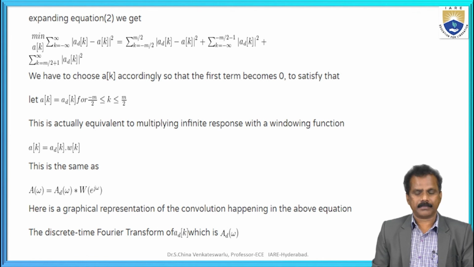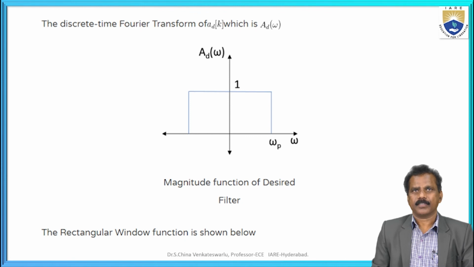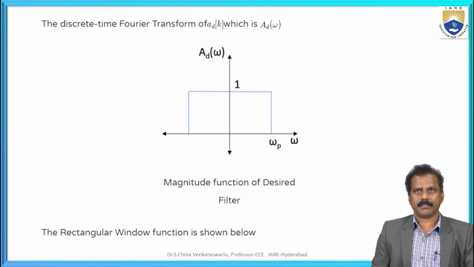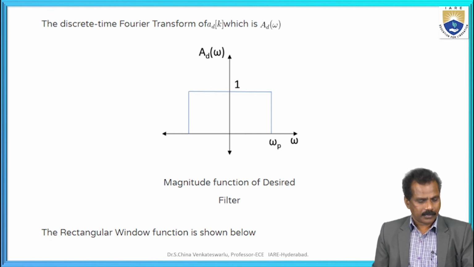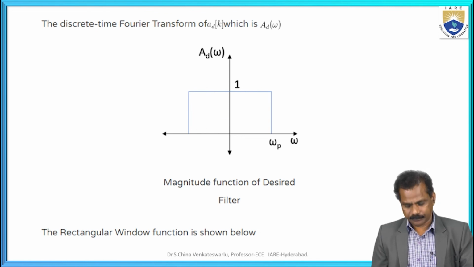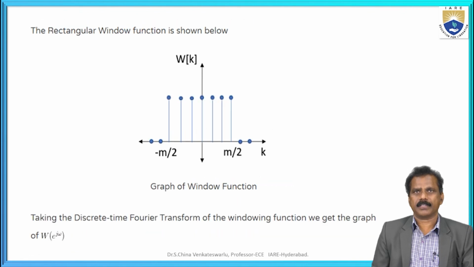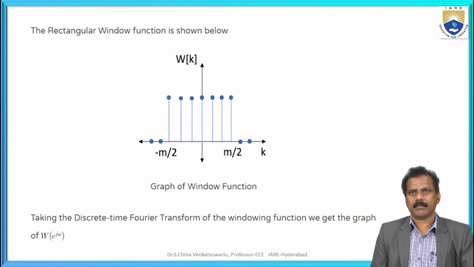Here is the graphical representation of the convolution happening in the mathematical notation. This is the discrete Fourier transform of a_d of k, which is A_d of omega, omega versus A_d of omega. This is the magnitude function of the desired filter. The rectangular window function is shown here: k versus w of k, the graph of the windowing function, from minus M by 2 to plus M by 2.